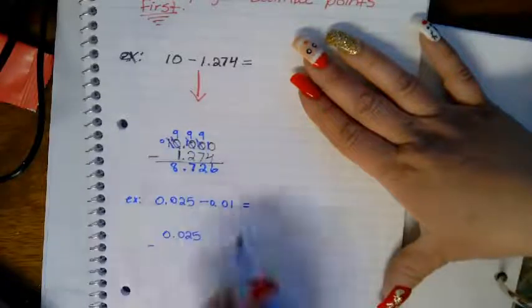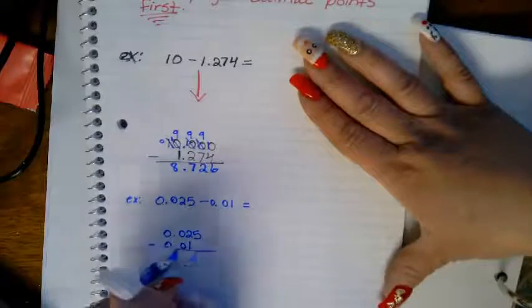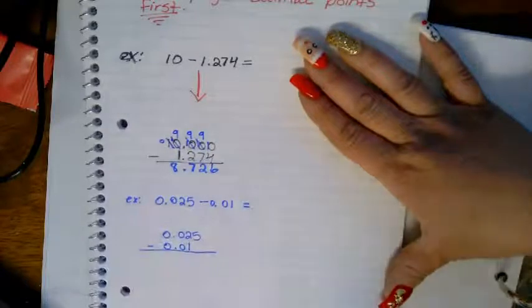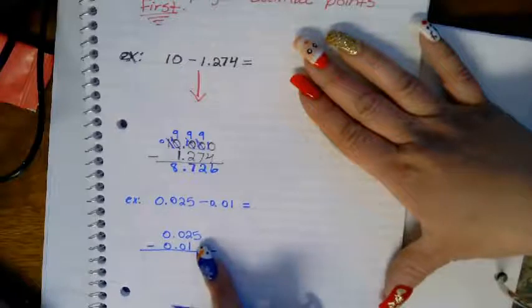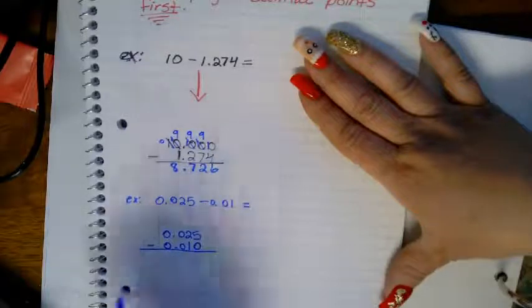0.025 minus 0.01. Okay? Now, this is where it's up to you if you want to put a 0 there or not. We don't really need it, okay? But we can add it there since we did up here, right?